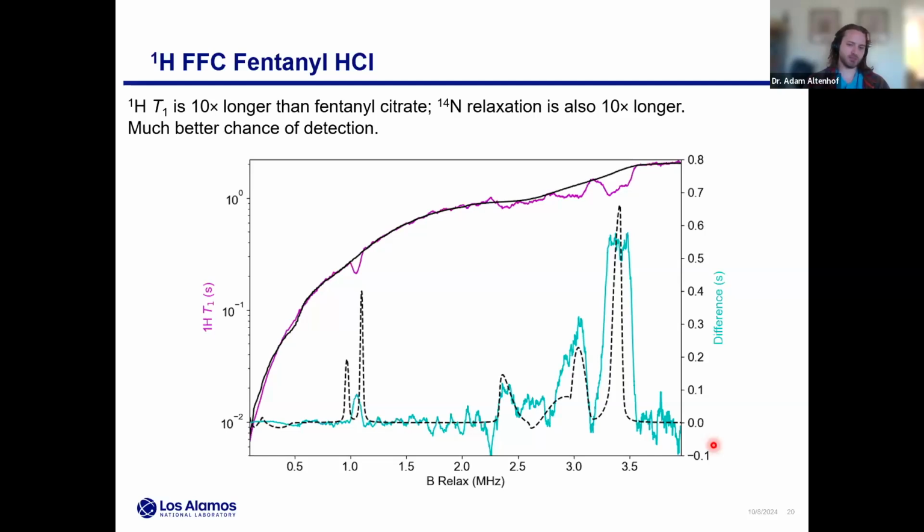This could probably be sped up by orders of magnitude if you just really know where to look and you're only sweeping those frequencies. I suppose in this case, we were sweeping quite a large bandwidth, probably unnecessarily to some extent, so clear room for improvement there. Okay, thank you.